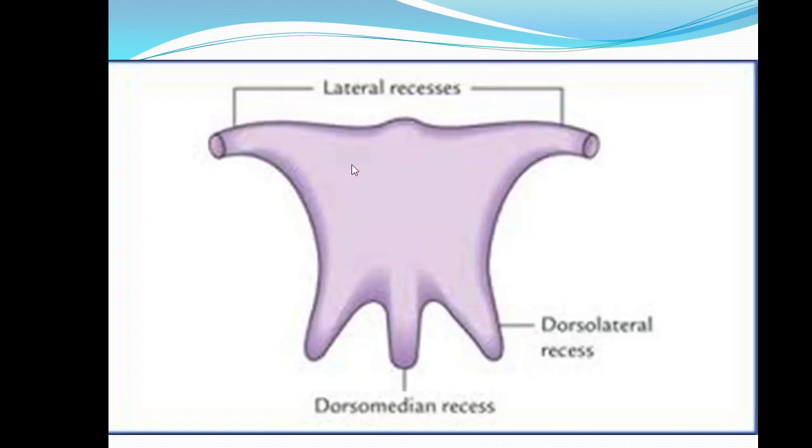Here you can see the cavity. It has two lateral recesses, one dorsomedian recess and two dorsolateral recesses. So that way there are five recesses: two lateral, two dorsolateral and one dorsomedian.